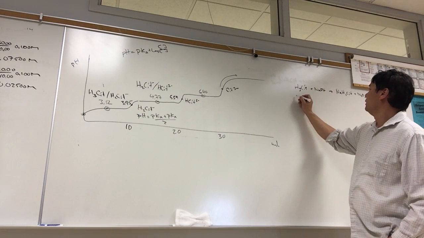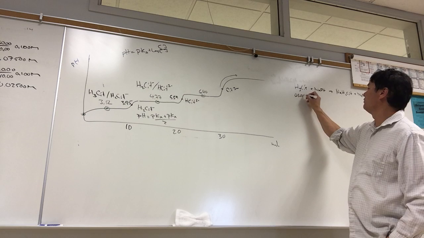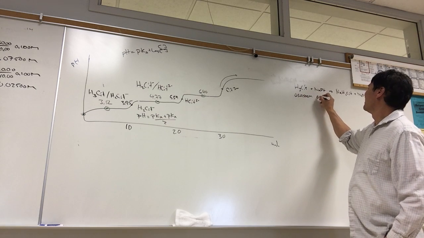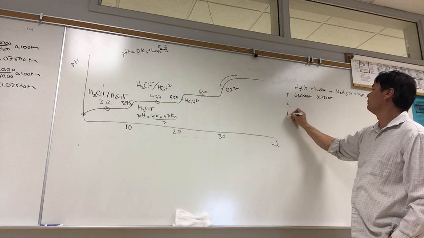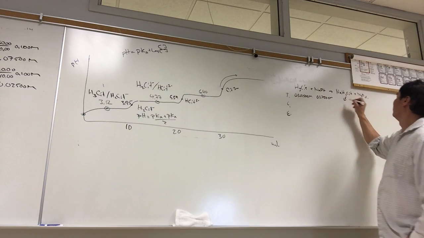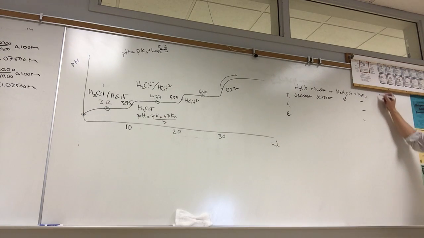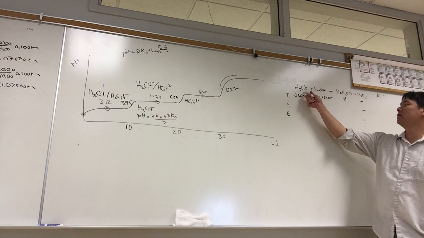And so the citric acid is 0.02500. Sodium hydroxide is 0.07500. What's K for this reaction? What's K for this reaction? 3.1. Ka. The Ka? Ka for H3Cit.